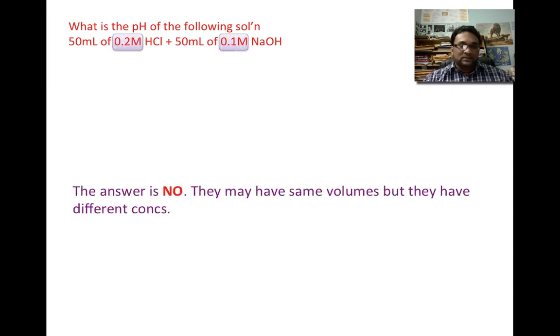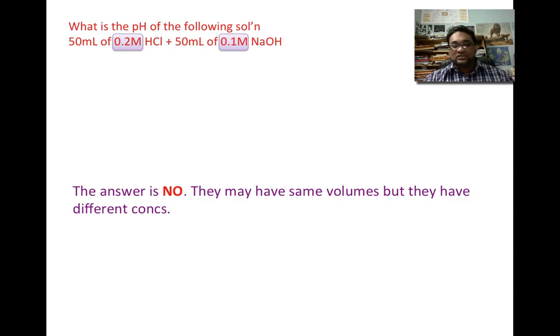They may have similar volumes, and you might be tempted to say yes, they have equal moles of H plus and OH minus. But if you look carefully, they have different concentrations. The HCl concentration is 0.2 molar and the NaOH concentration is 0.1 molar. So all of that is the same volumes.